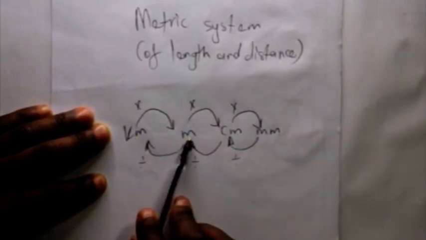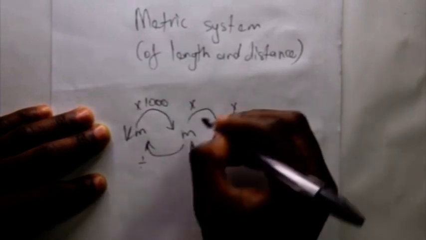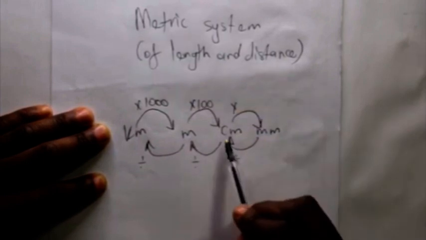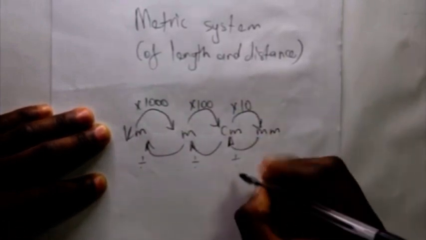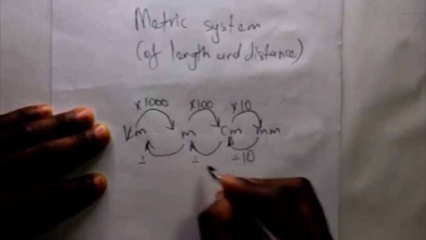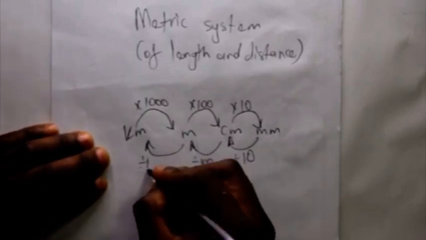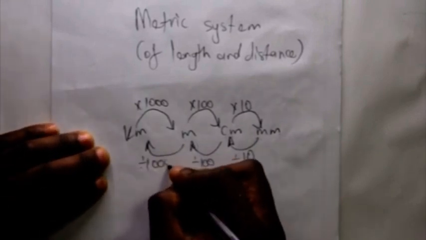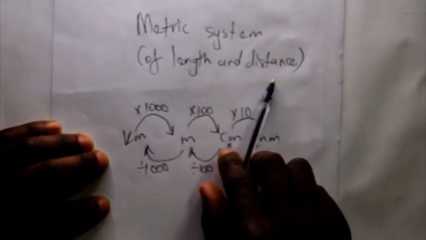From kilometers to meters, we multiply by 1,000. From meters to centimeters, we multiply by 100. From centimeters to millimeters, we multiply by 10. From millimeters to centimeters, we divide by 10. From centimeters to meters, we divide by 100. From meters to kilometers, we divide by 1,000. That's the metric system for length and distance.